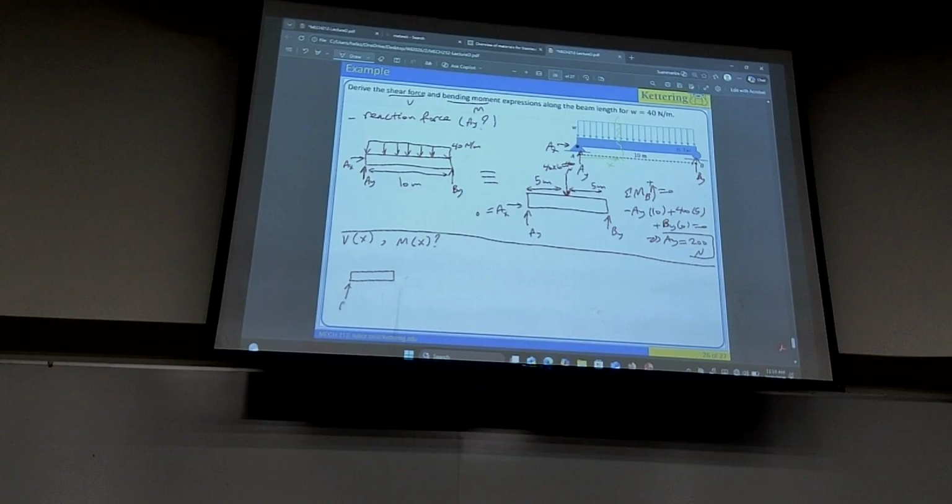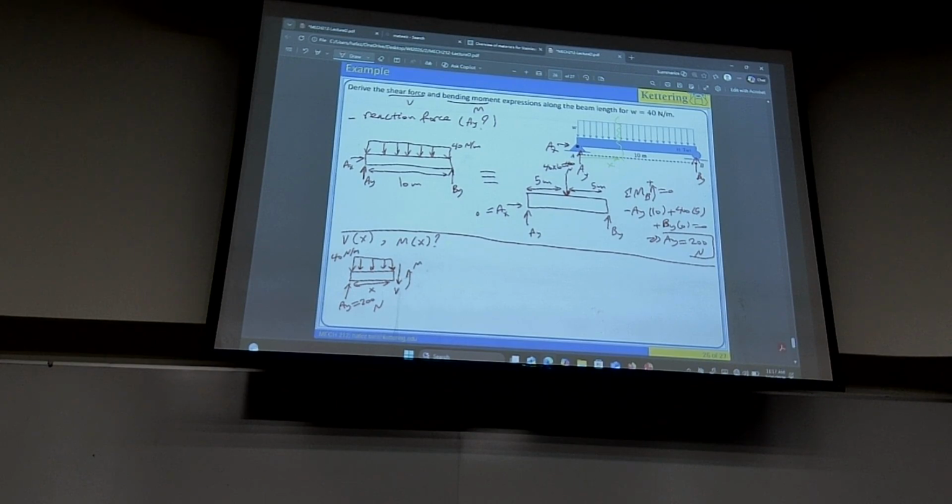So AY, we found it to be 200. And we said when you break it on the left side, you put V downward and M counterclockwise. And there's no horizontal one because it's already 0, so let's not bother with that. And that segment of distribution should be put there. This 40 is still Newton per meter, but the length is x. Okay, this portion of it, I redo in here.